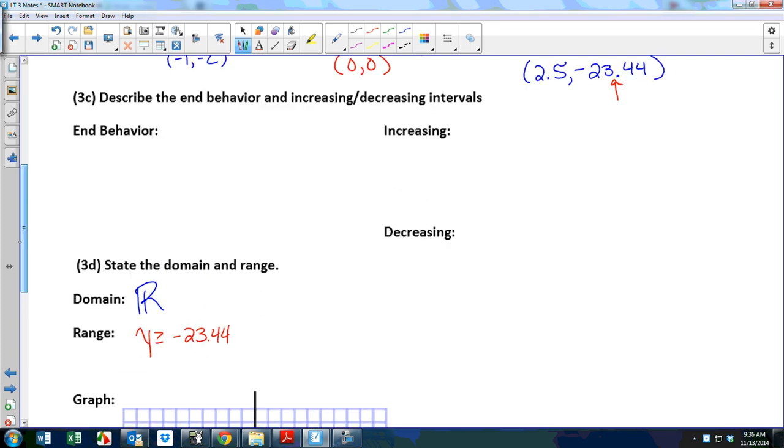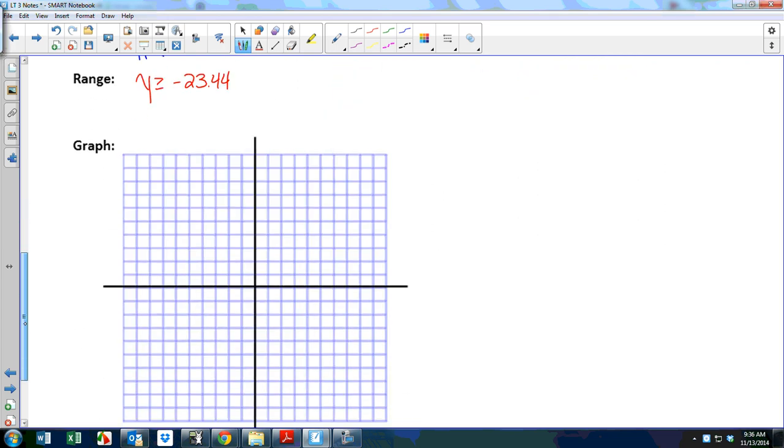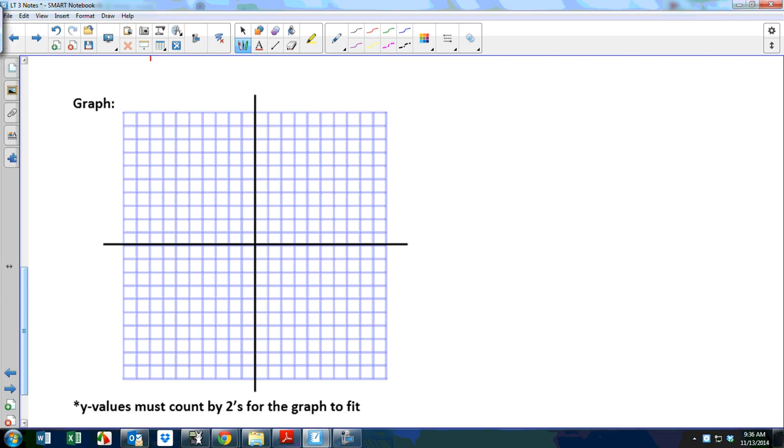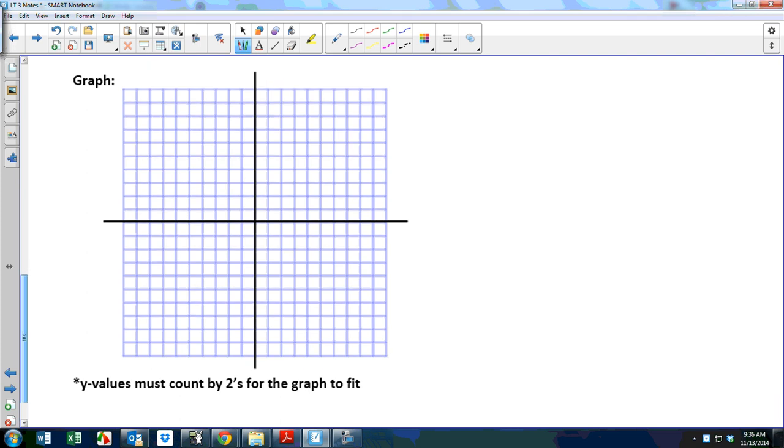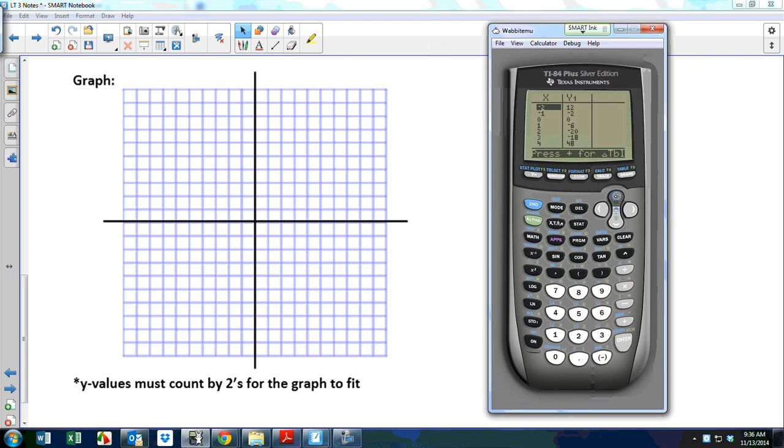All right, let's hold off on the end behavior and increasing and decreasing, and let's tackle the picture, okay? Try to get the picture on your paper. You need to count by twos for this to fit. It still won't fit, but it's close enough. That's a 10 by 10 graph. All of them are 10 by 10. Go to your table in the calculator and pull out any points that will fit on your picture.